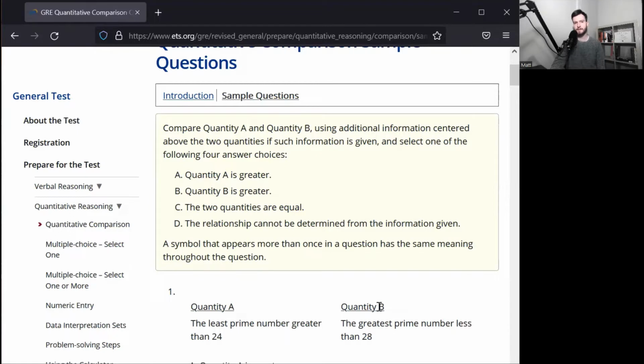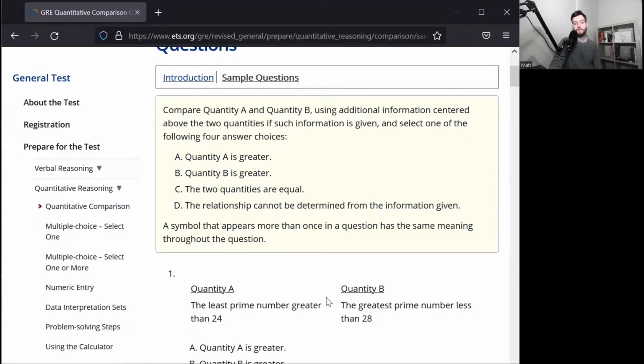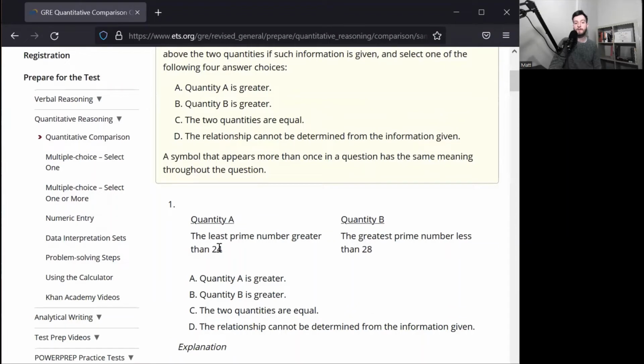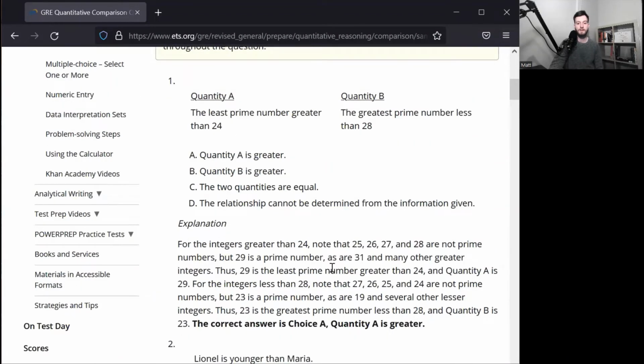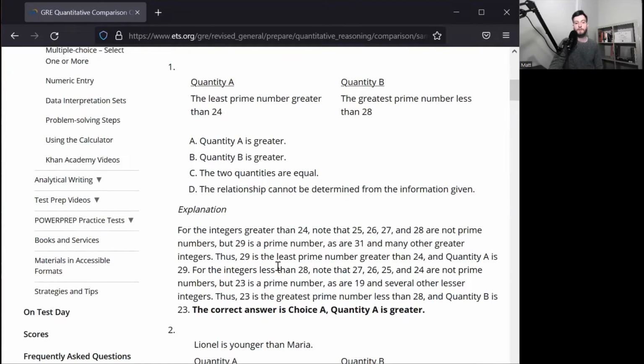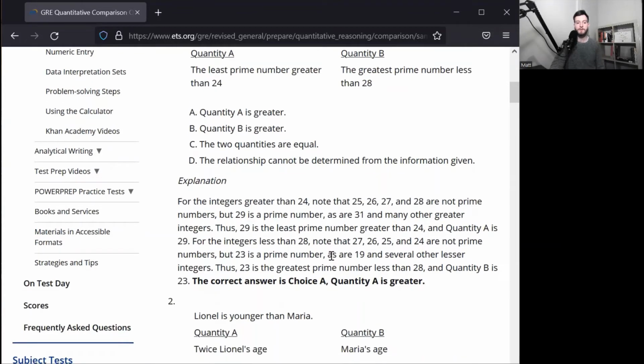Remember, the question is asking, is quantity A greater or quantity B greater? We already know that quantity A is 29, and quantity B is something less than 28. So, as you can probably guess, A is going to be greater in any case. And of course, the prime number below 28 is 23 here. So yeah, good job. Let's keep going.